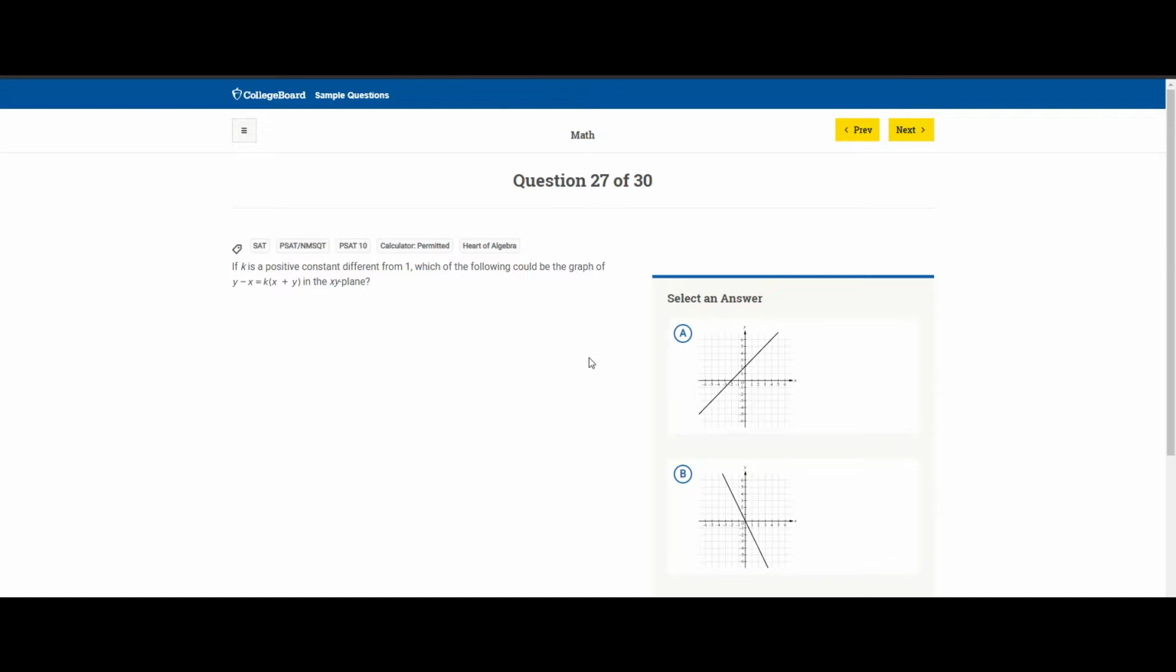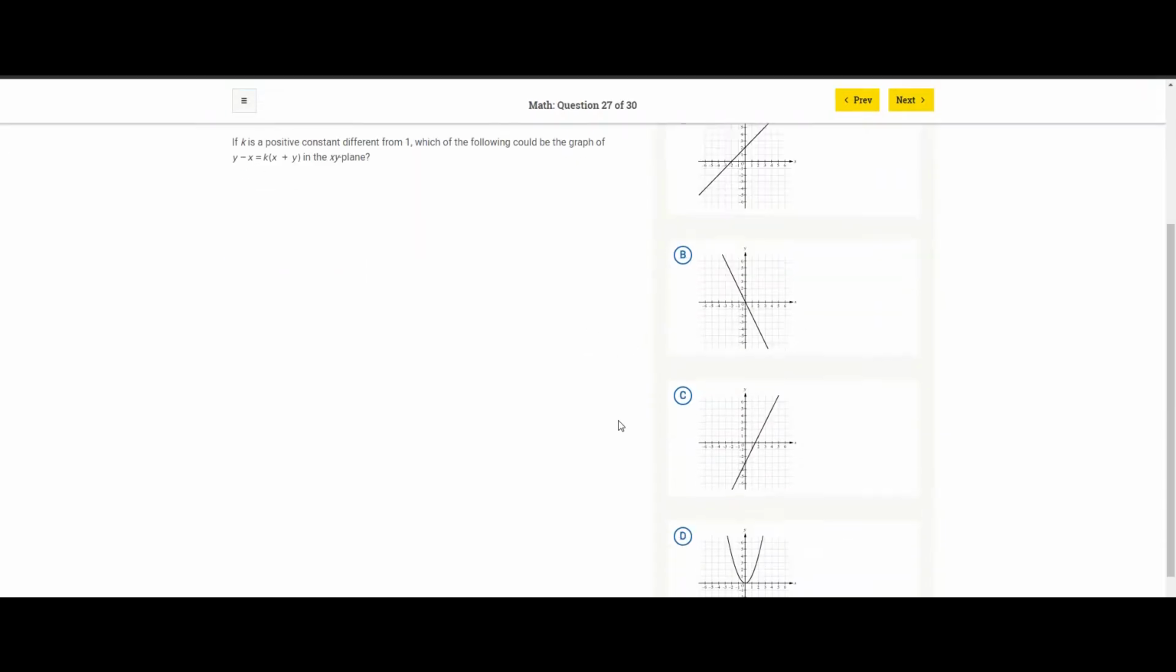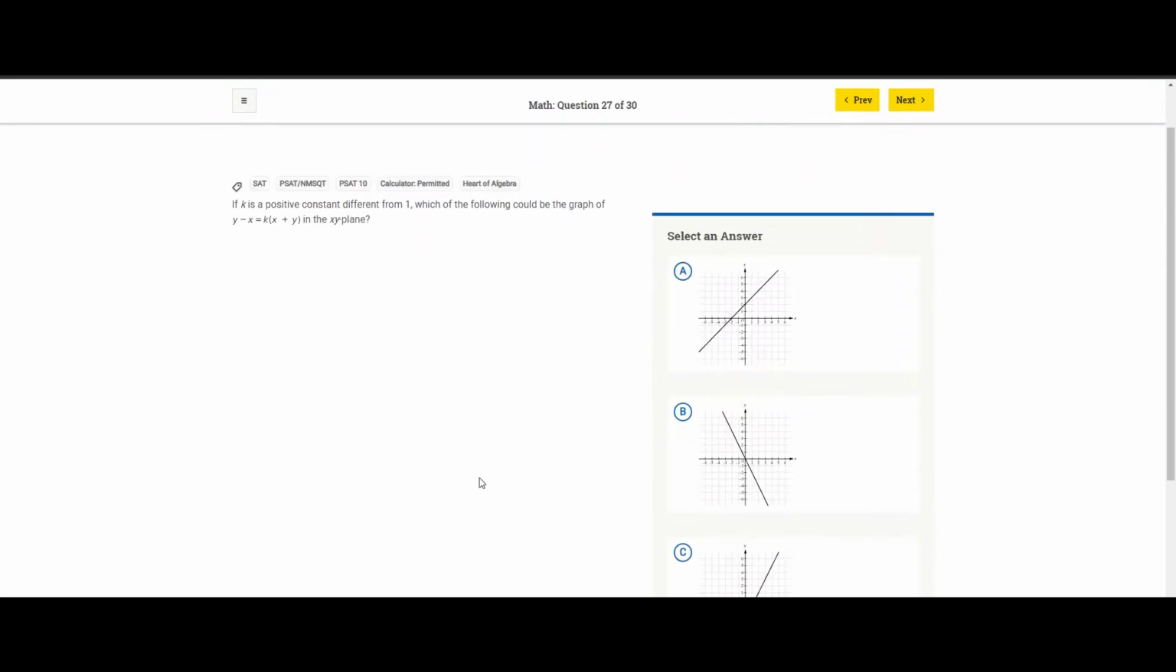Okay, so we're looking at this. So we're looking at y minus x. If k is a positive constant, so it's positive, different from 1, so we're looking at k. So we're looking at these graphs, right? They seem to be of slope greater than 1, so we can assume that kx plus ky. So we're looking at k plus 1.